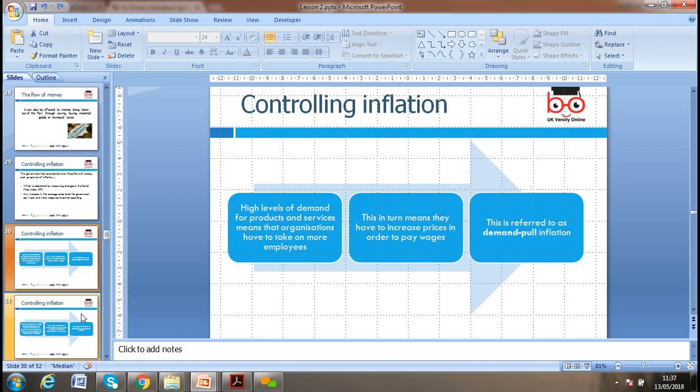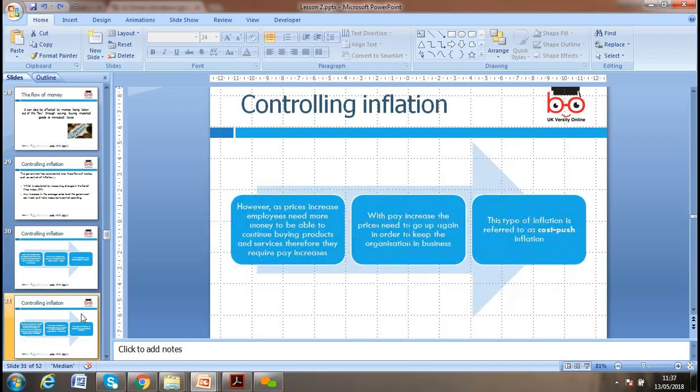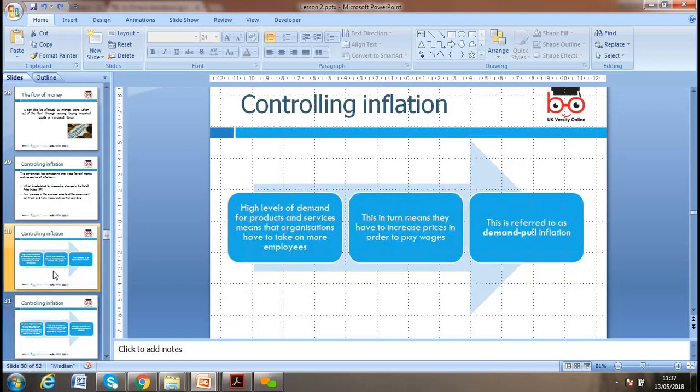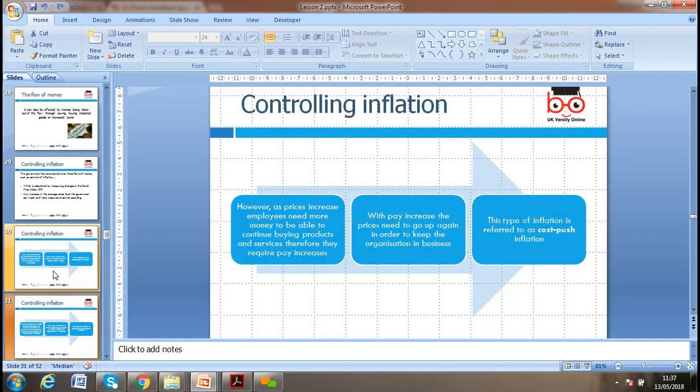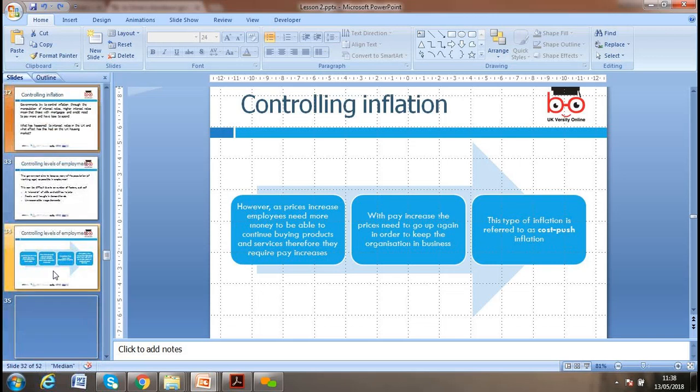A high level of demand for products and services means the organization has to take on more employees, and this in turn means they have to increase prices in order to pay the wages. This is referred to as demand pull inflation, because it is due to demand. The other type of inflation is cost push inflation. However, price increases mean people need more money to continue buying products and services. Therefore they require a pay increase, which ultimately increases the cost of the business, and this type of inflation is called cost push inflation.